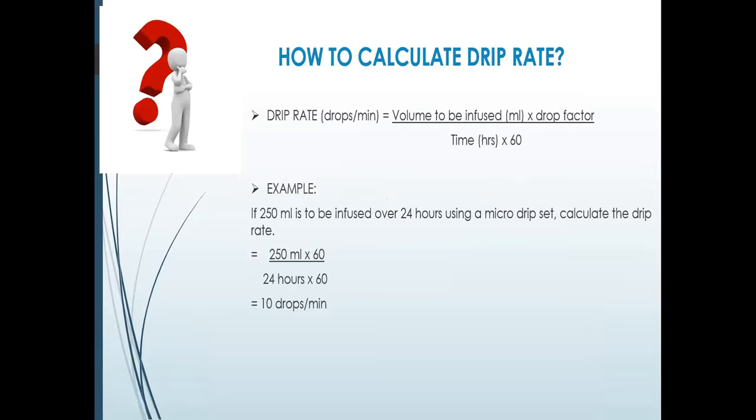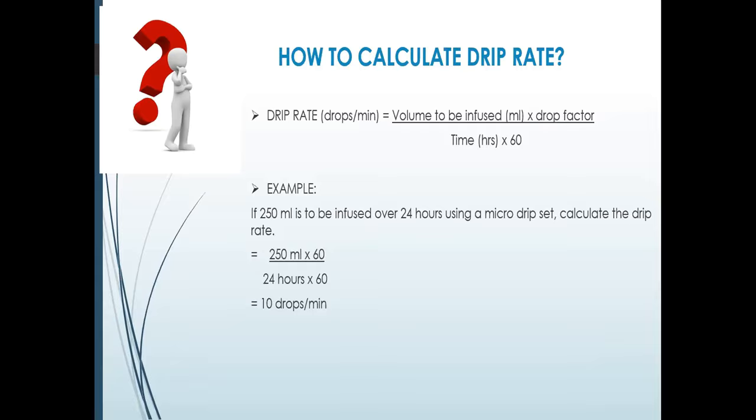How to calculate drip rate? Drip rate, which is calculated in drops per minute, is calculated by volume to be infused in milliliters multiplied by drop factor divided by time over which the volume needs to be infused in minutes, that is, time into 60.